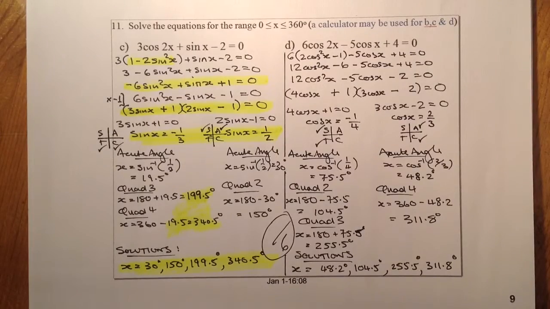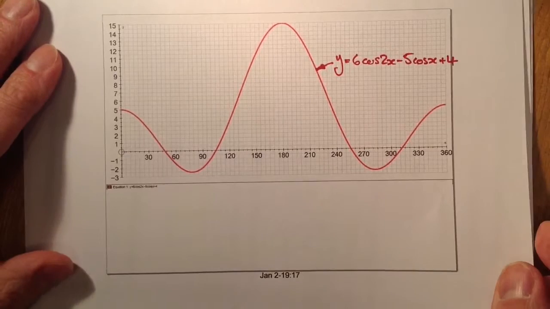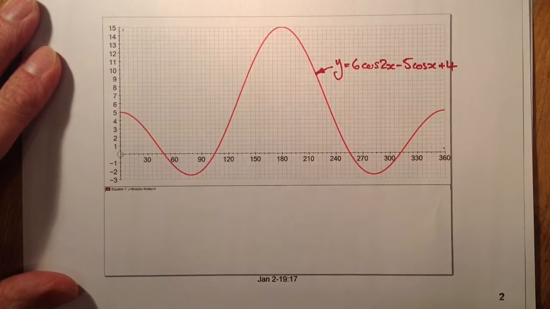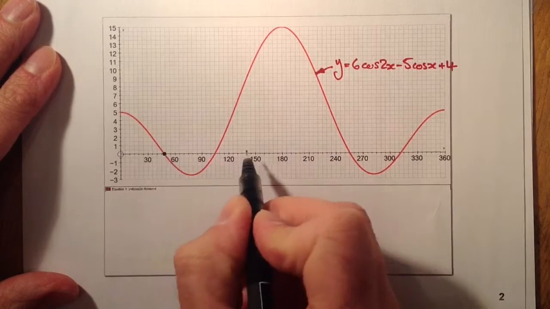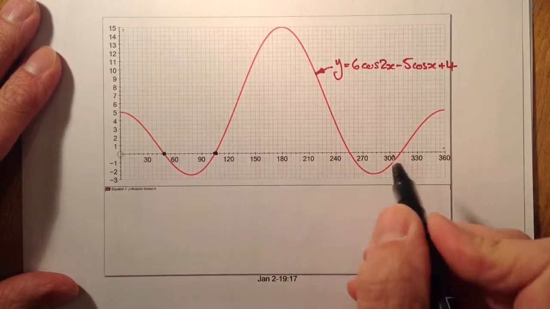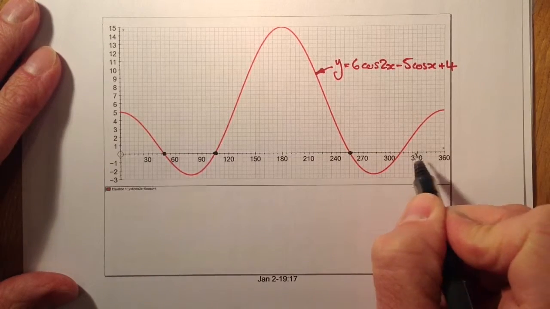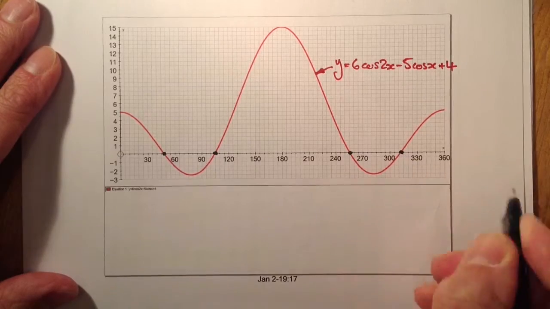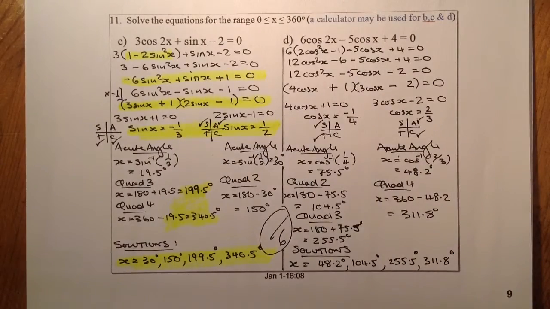So let's take another check on the graph that we've got there. What we're looking at is 48.2, so that would be this one here. We're looking at 104.5, about there. We're looking at 255.5, and the final one there, 311.8. So, yep, that looks like the solutions that I've got. That looks as though they're okay.